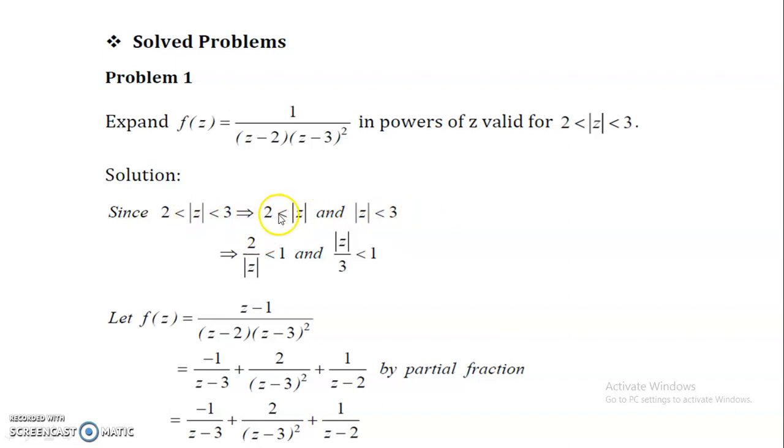Now here 2 is less than mod z and mod z is less than 3. It means 2 by mod z is less than 1, and mod z divided by 3 is less than 1. Now let us take the given function and split it into partial fractions. Once we have split it, the form is this.